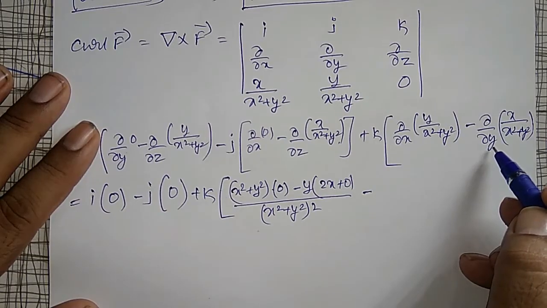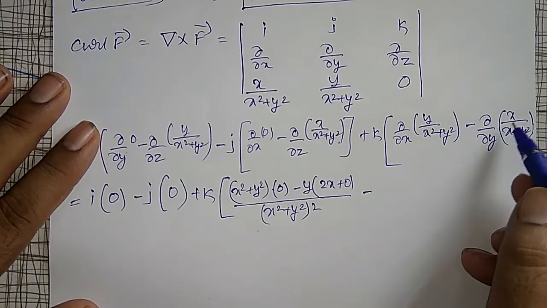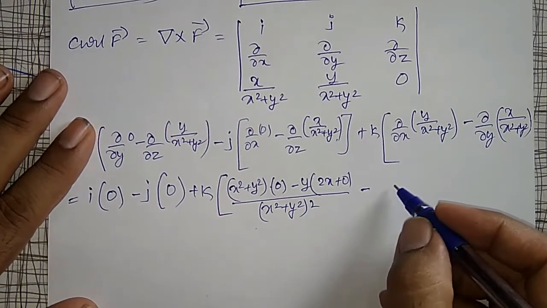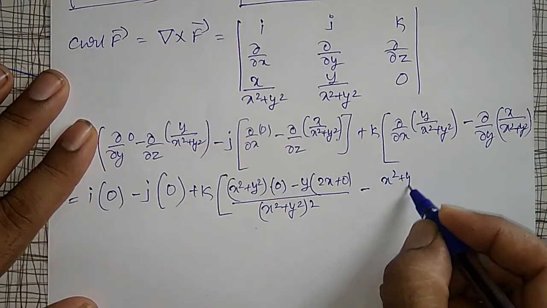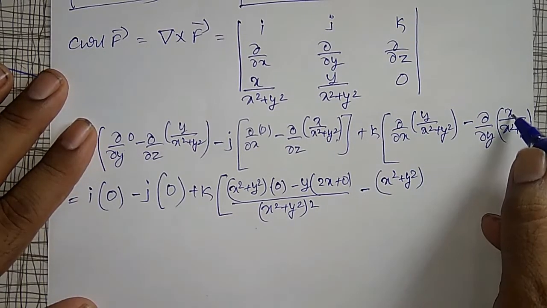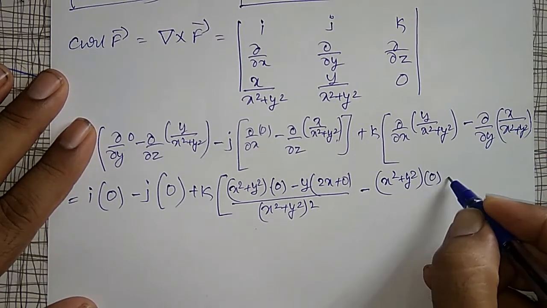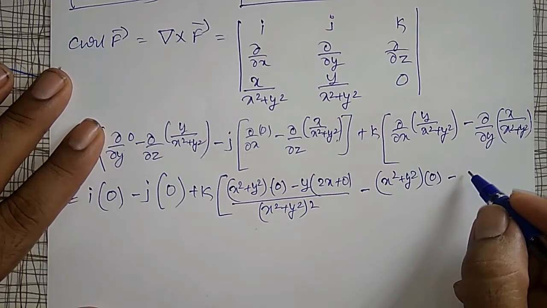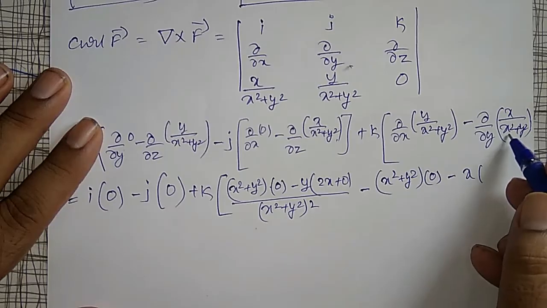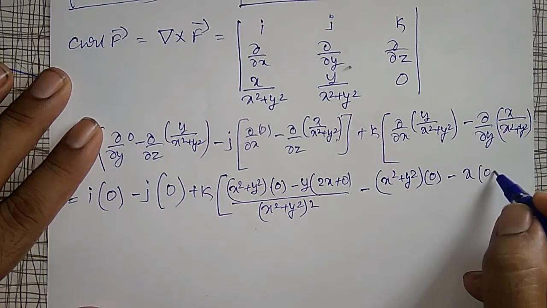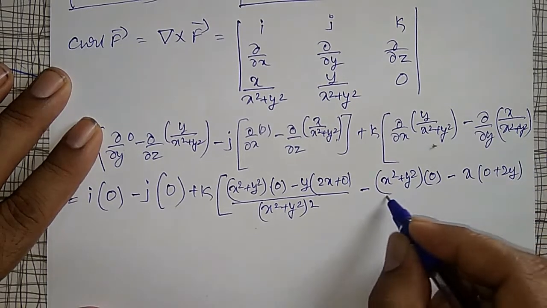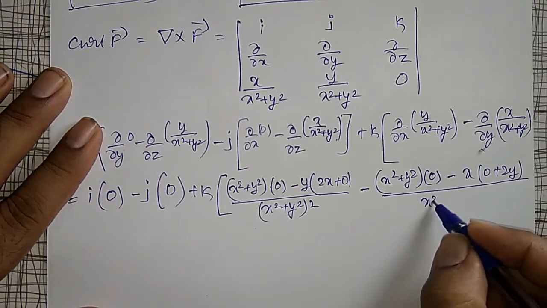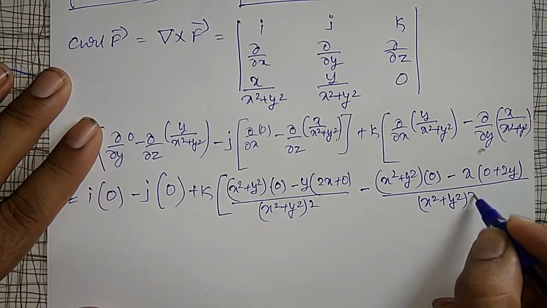Therefore, what I will do here is again apply the quotient rule, that is (x² + y²) into the partial derivative of x with respect to y, which is again 0, minus x into the partial derivative of x² + y² with respect to y, which will become 0 + 2y, whole divided by (x² + y²)².